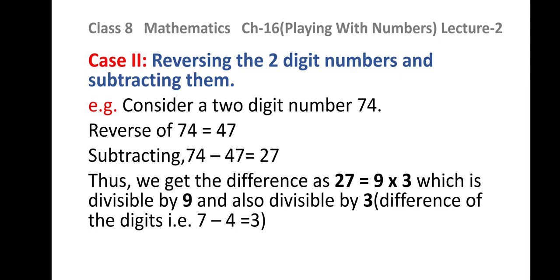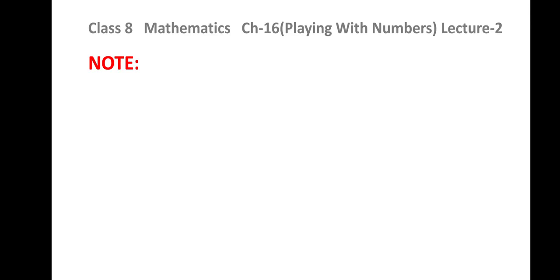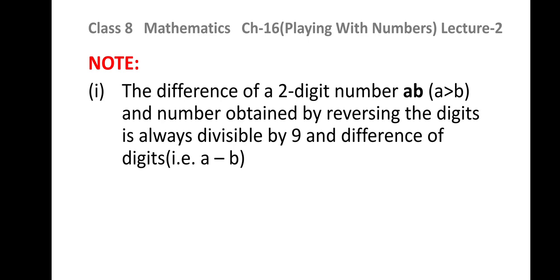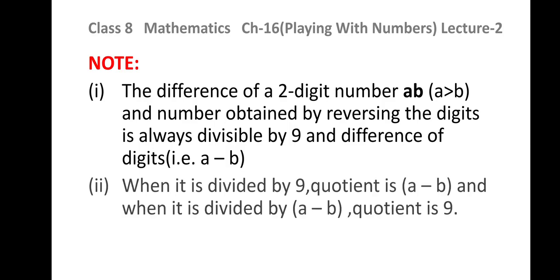In the case of addition, we have taken the sum of the digits. And here in this, we have taken the difference of the digits, that is 7 minus 4 is equal to 3. So, what we have learnt, the important points from this example: the difference of a two-digit number AB, where A is greater than B, and the number obtained by reversing the digits is always divisible by 9, and the difference of the digits, that is A minus B. Another point to note is, when it is divided by 9, quotient is A minus B, and when it is divided by A minus B, quotient is 9. From the example, it is very much clear to you.